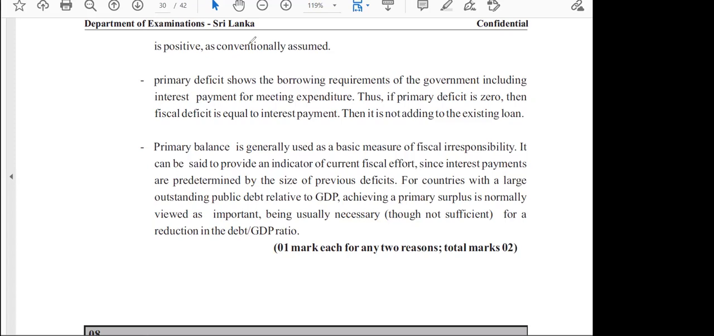Now, let's say in 2020 Gota became president. When Gota became president in 2020, he will be paying interest for loans that they took 20, 30 years ago. So what Mahinda took, what Maitri took, what Chandrika took, all those loans, this guy will be paying interest, because that interest is what came from previous governments.